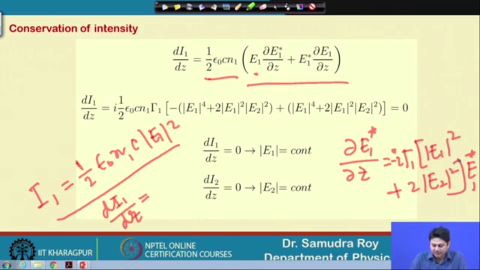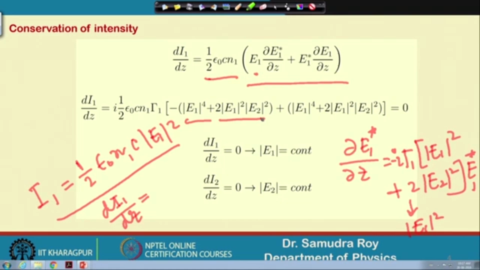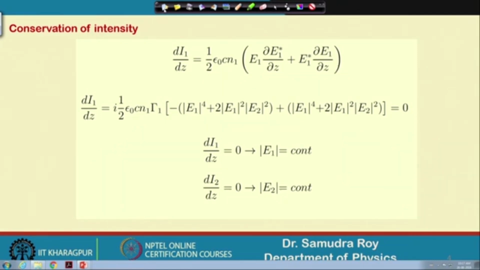Now, if I multiply that entire thing with E1, this E1 star E1 will give rise to another term, mod of E1 square. If I put that, then we will have mod of E1 to the power 4, because this will be multiplied by this term and these things will be multiplied by this term. So, we will have another 2 mod E1 square mod E2 square. In a similar way, if I do the same thing for the other term, I will get the same thing except for the plus sign. We will have a plus sign here. So, we essentially find that if I do this calculation in detail, dI/dz, the first term and the second term will cancel out, and we will have the conservation of individual intensity.